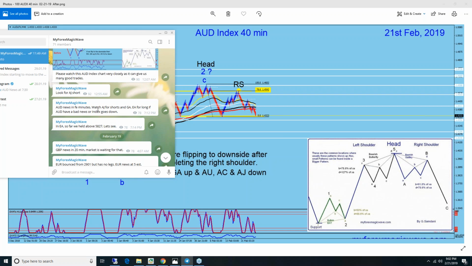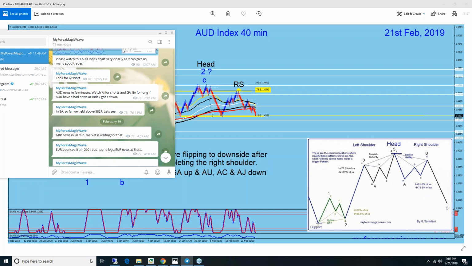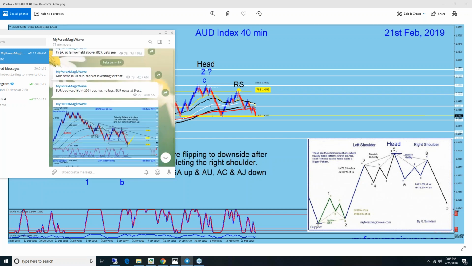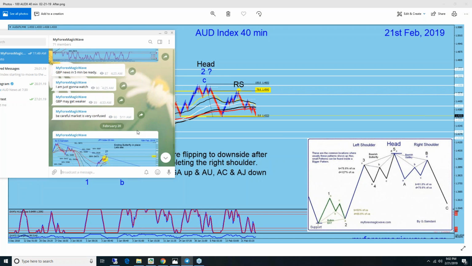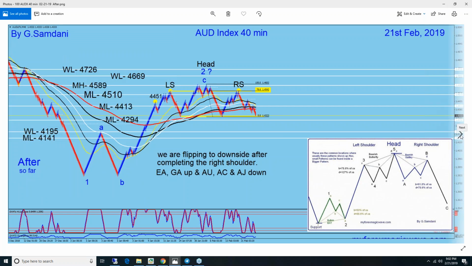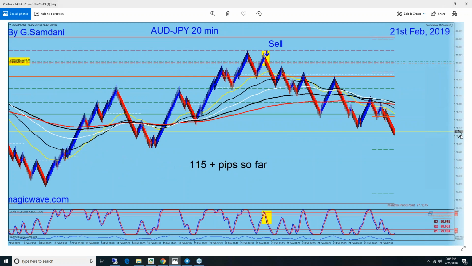That's what I was expecting in these messages before that. Okay, and then I switch to pound news and euro, and I have to cover everything, right? So the message was out there that this is what's going to happen, and as soon as that thing flipped from here, AJ is going to go down, EA is going to go up. So if I took this, what is special about it?